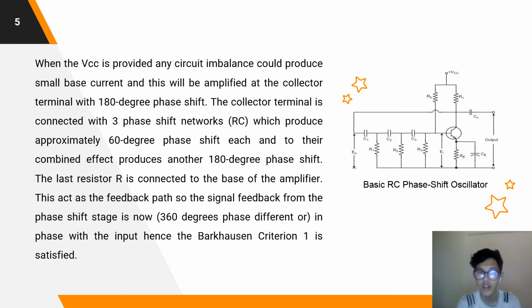The last resistor R is connected to the base of the amplifier. This acts as the feedback path, so that the signal fed back from the phase shift stage is now 360 degrees phase shifted, or in phase with the input, hence the Barkhausen criterion 1 is satisfied.